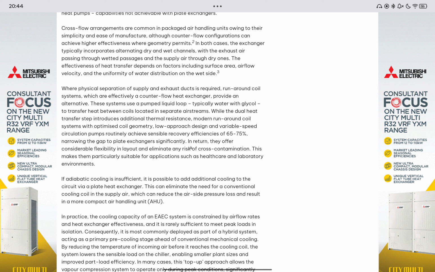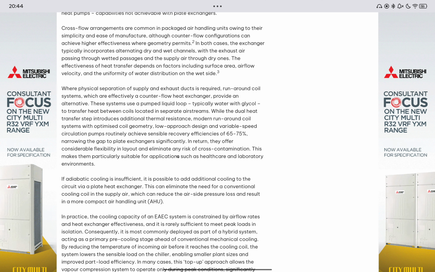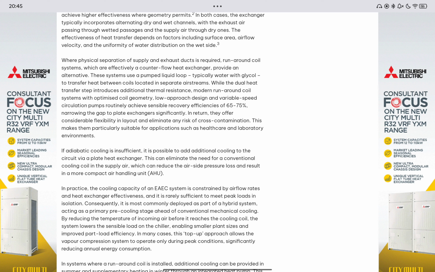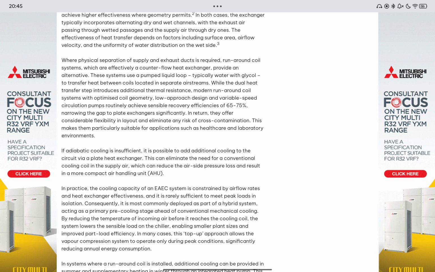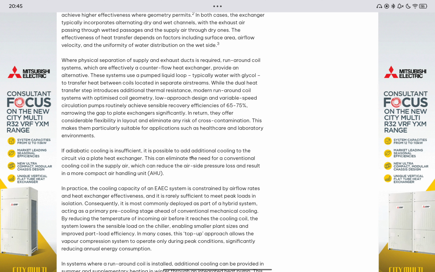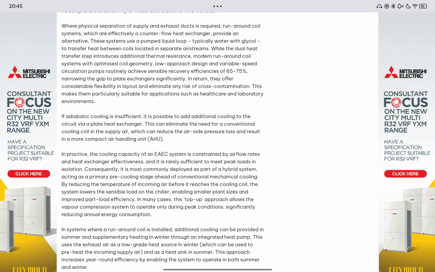While the dual heat transfer step introduces additional thermal resistance, modern runaround coil systems with optimized coil geometry, low approach design, and variable speed circulation pumps routinely achieve sensible recovery efficiencies of 65 to 75%, narrowing the gap to plate heat exchangers significantly. In return, they offer considerable flexibility in layout and eliminate any risk of cross-contamination. This makes them particularly suitable for applications such as healthcare and laboratory environments.